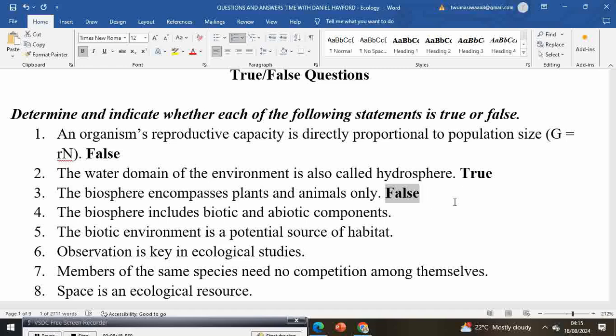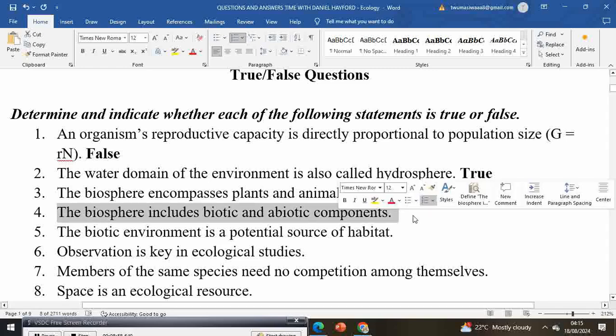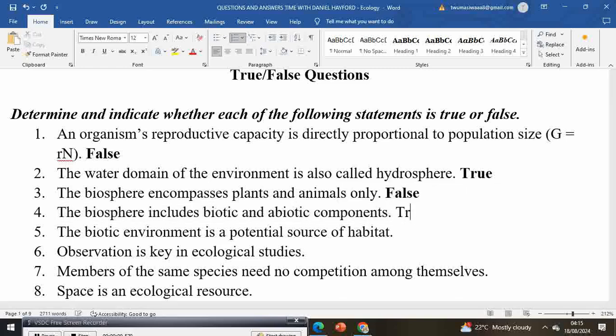The biosphere includes biotic and abiotic components. Is this true or false? This is true. The biotic here has to do with the living component, and the abiotic has to do with non-living components. In other words, the biosphere is made up of living and non-living components.